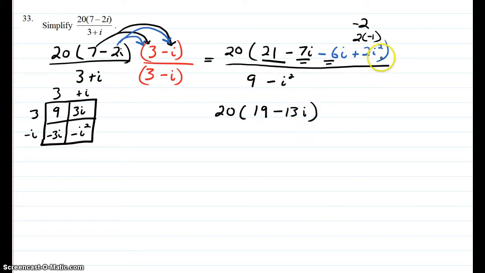And then up here, this I squared is going to become a negative 1. And so this negative negative is going to actually turn into a plus 1. So this is going to become 9 plus 1, which is just 10.